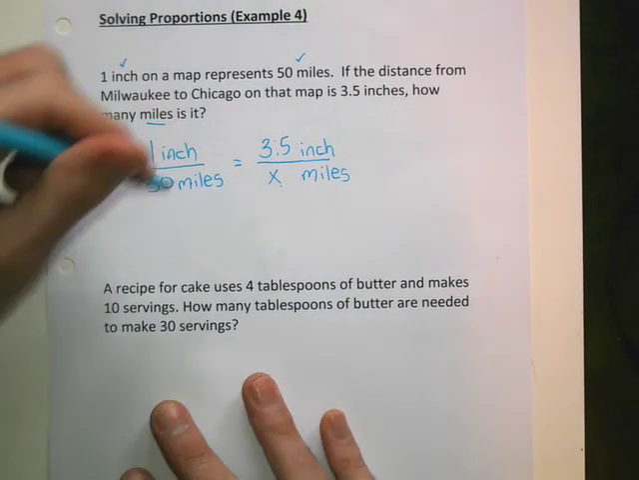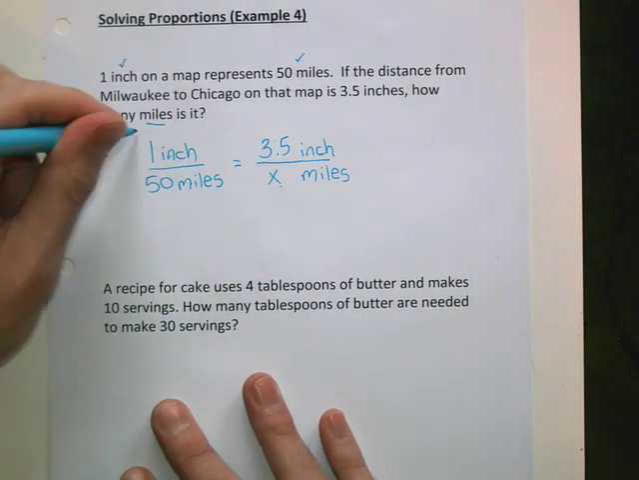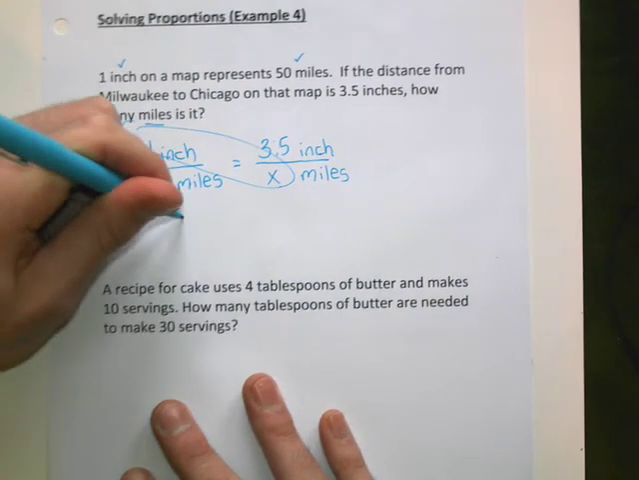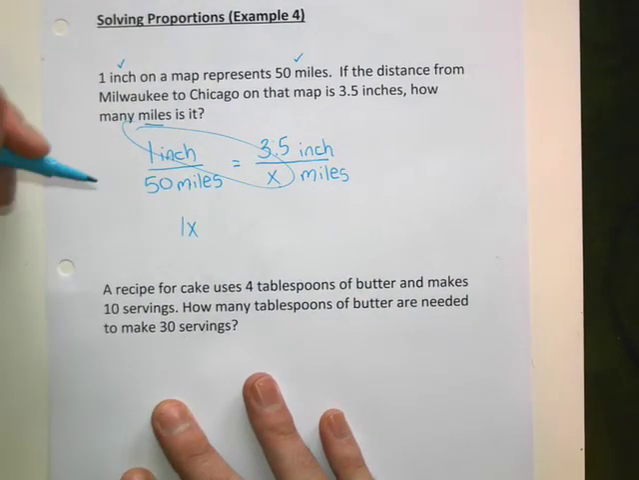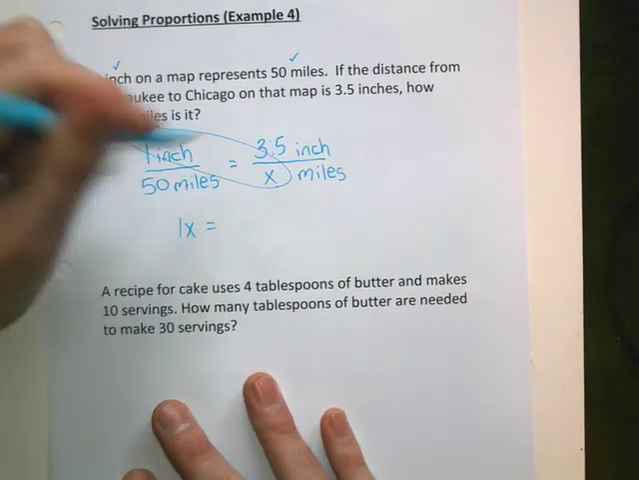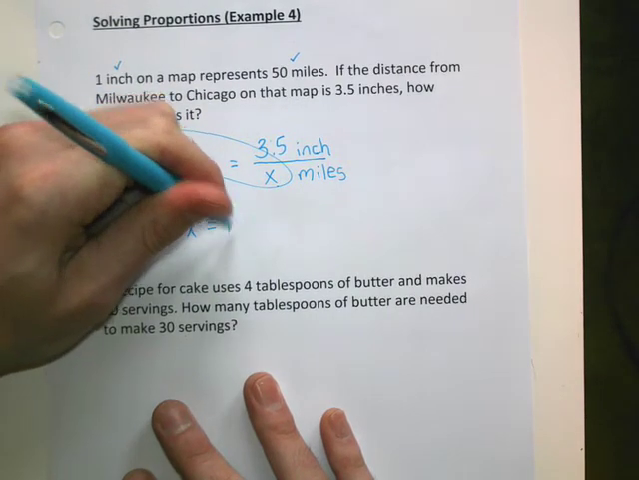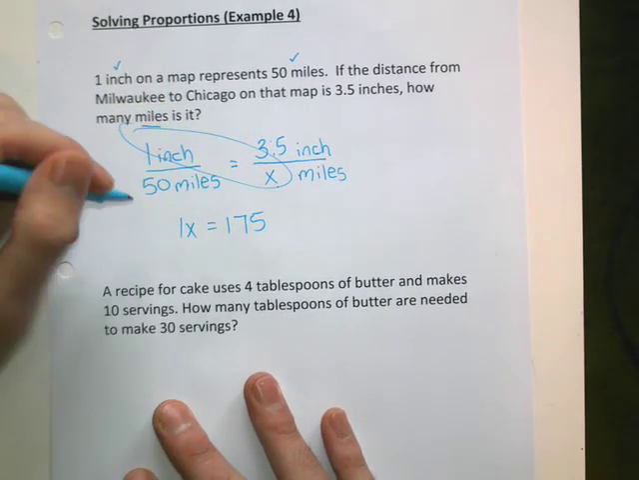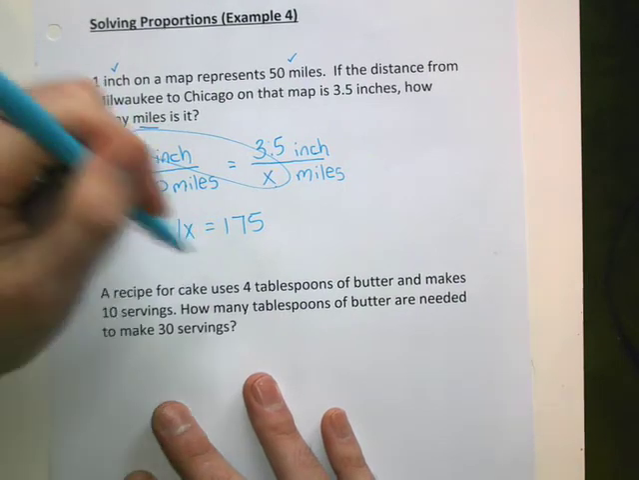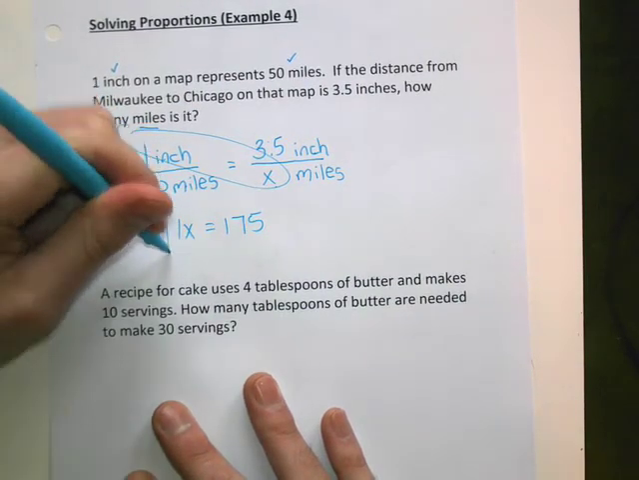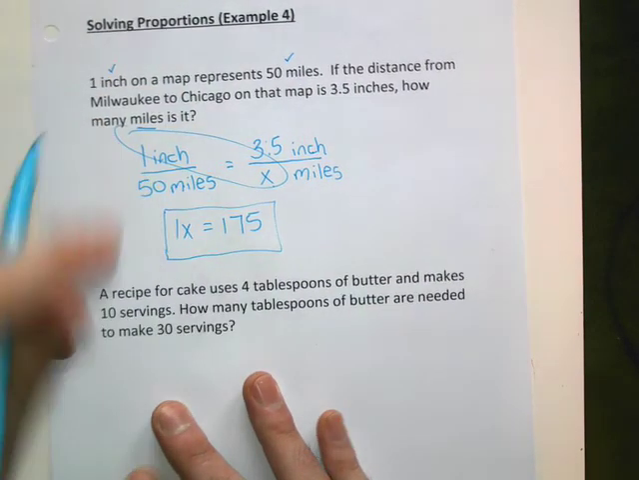Okay, so what I'll do is I'll cross multiply. Okay, 1 times x is 1x, or you can just write x, is equal to 50 times 3.5 is 175, and x is equal to 175. All right, divide by 1 is the same thing. So x is equal to 175.